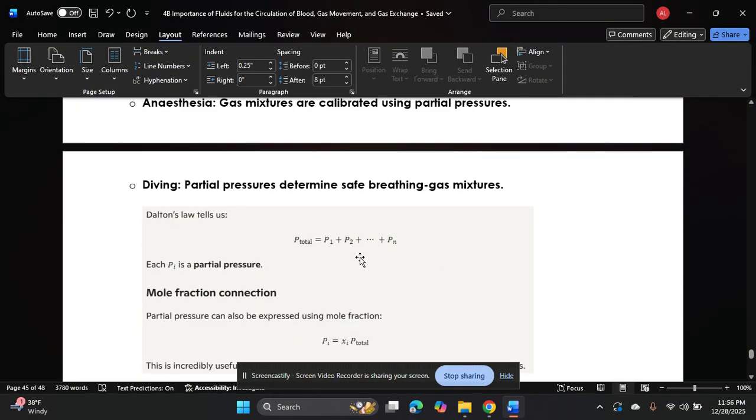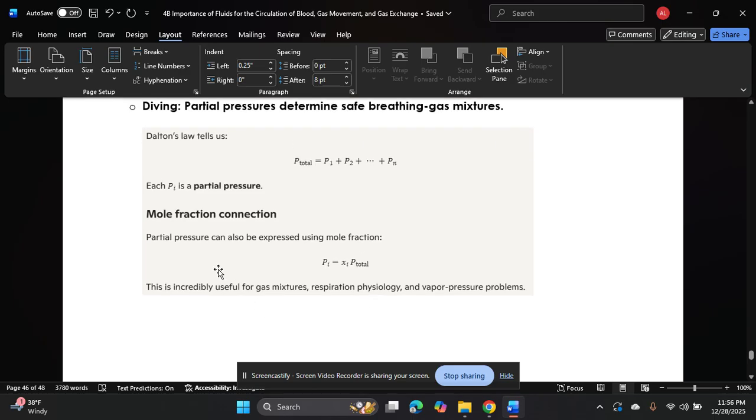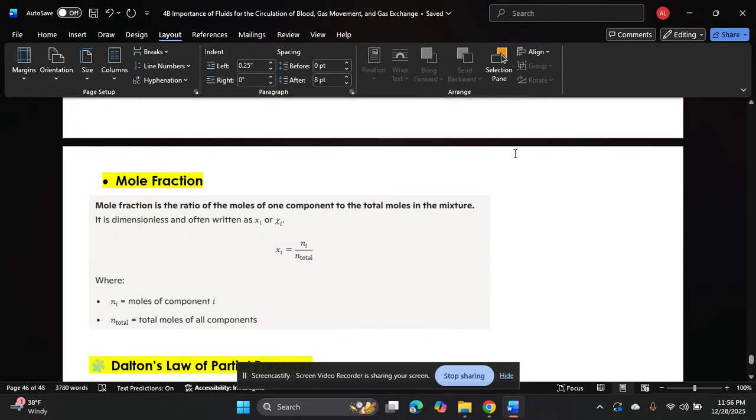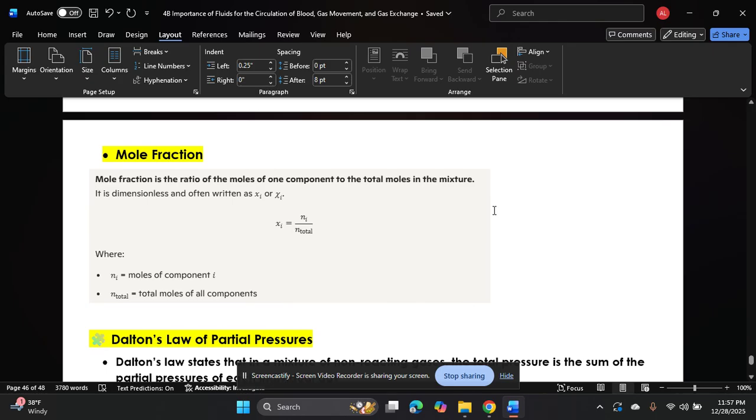So Dalton's law tells us P total equals P1 plus P2, right? So each Pi is a partial pressure. Mole fraction connection: partial pressure can also be expressed using mole fraction. Pi equals Xi times P total. This is incredibly useful for gas mixtures, respiration physiology, and vapor pressure problems, right? Mole fraction is the ratio of the moles of one component to the total moles in the mixture. It is dimensionless and often written as Xi, okay? Xi equals ni over n total, where ni is moles of component i and n total is moles of all components, right?